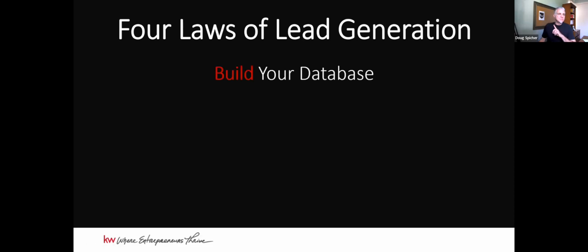So the first one is just build your database, right? It's about building a database and at least having a core set of people that you can be in touch with to do lead generation. The second one is feed that database every day. So 2 ways to think about this is, as you meet people, you continue to expand the set of people that you are in a relationship with from a real estate standpoint. You want to keep adding people to that.